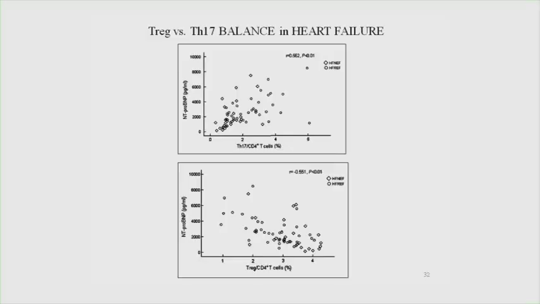If you look at BNP, that is the protein released by the heart in response to stress or strain, as your levels of Th17 rise and Tregs fall, you see higher levels of BNP.